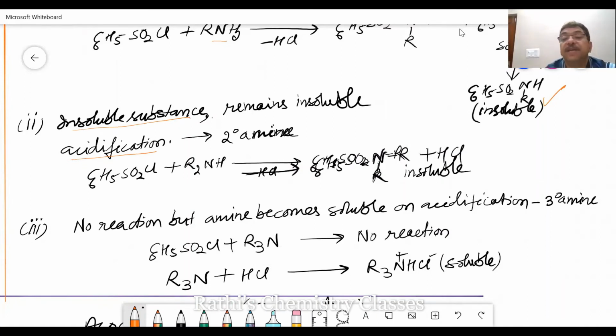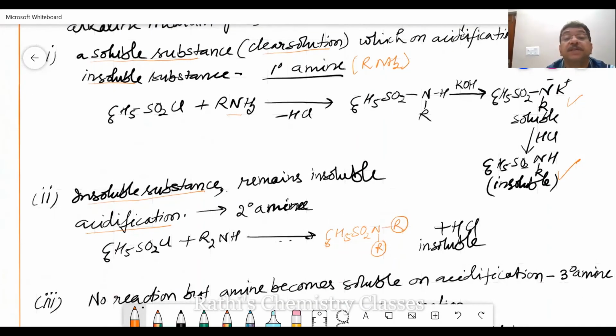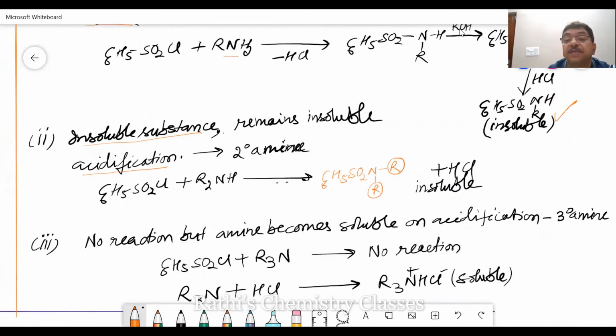So the reason behind it, when we take this 2 degree amine, then it gives C6H5SO2 and R and R. A question is why it is not reacting with HCl or not giving the potassium salt, because there is no acidic hydrogen here. That's why it does not give this soluble potassium salt which we obtained here in case of 1 degree. So it remains insoluble.